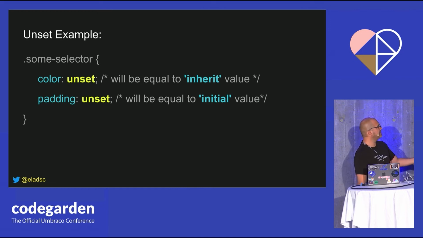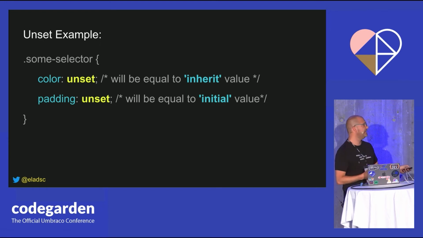Because of that, in this case, the unset will behave like inherit. And if you are using the unset value on a padding property that doesn't have inherit by default, in this case, it will act exactly like the initial value.